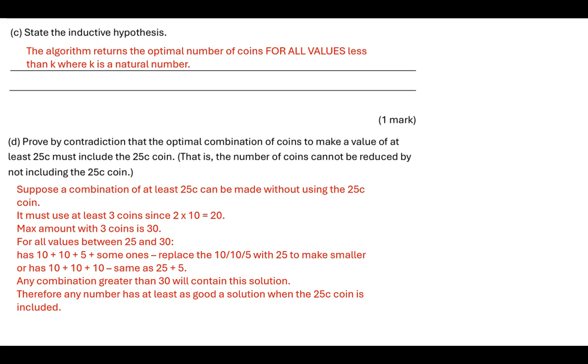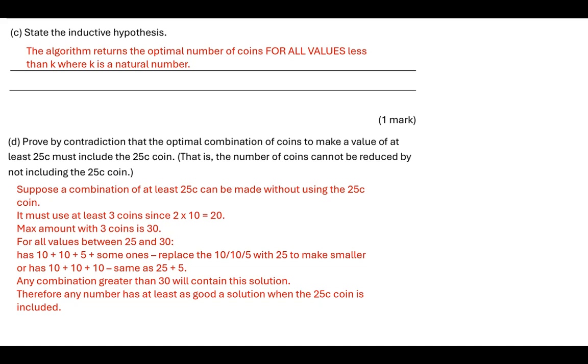So we know that if that combination doesn't use the 25-cent coin, it must use at least 3 coins. And the maximum amount we can make with 3 coins is 30 cents. So for those 3 coins, we're going to consider how many coins we need for each combination. Well, it's either 10 plus 10 plus 5 plus some 1s, which we could always replace the 10, 10, 5 with 25 to make it better. Or it could be 3 10s, which we could replace with a 25 and a 5, which is better as well, isn't it?